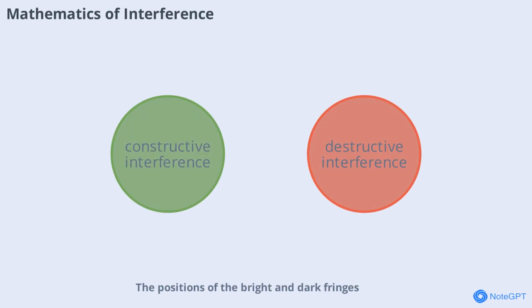Positions of the bright and dark fringes in an interference pattern can be predicted mathematically. The condition for constructive interference, bright fringes, is that the path difference between the two waves is an integer multiple of the wavelength. For destructive interference, dark fringes, the path difference is a half-integer multiple of the wavelength. These simple equations allow scientists to design experiments and interpret results with precision.